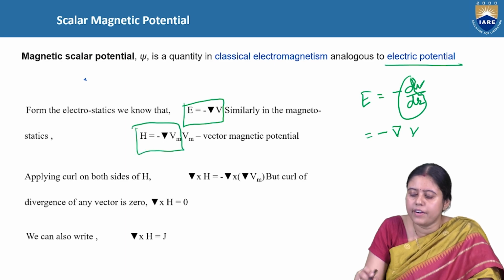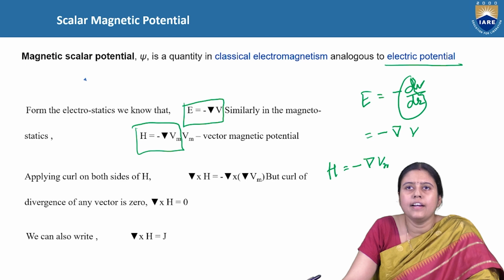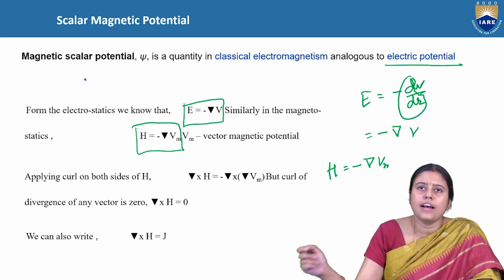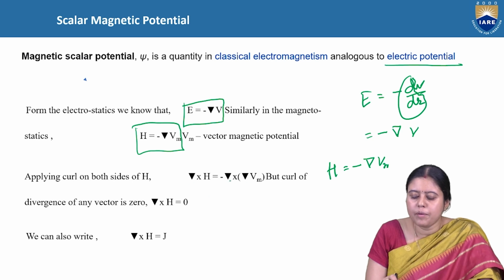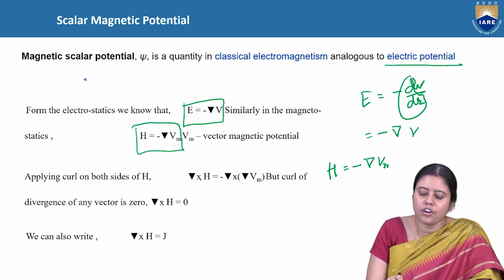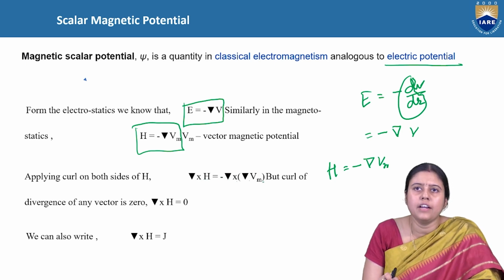So similarly, what is H? H is nothing but minus grad Vm. What is Vm? Vm is nothing but the scalar magnetic potential. Now, if we take the cross product on both sides, what will we get? Grad cross H is equal to minus grad cross grad Vm.